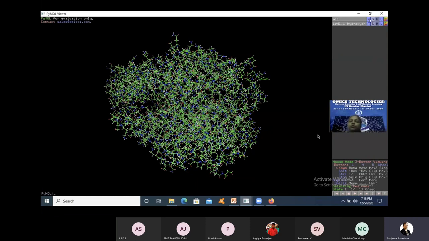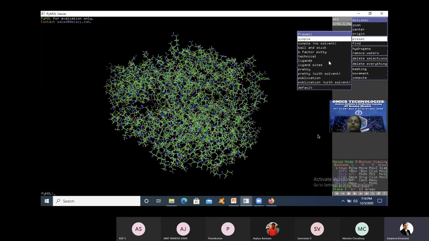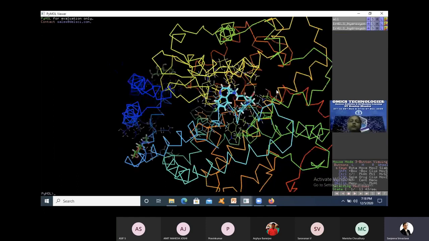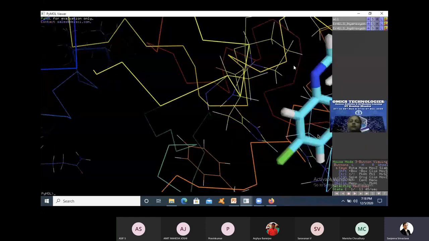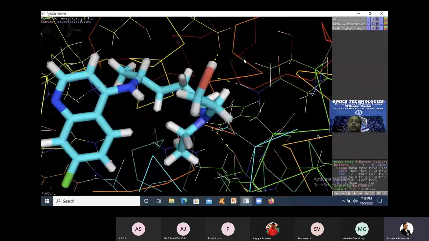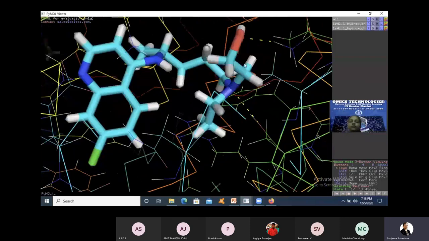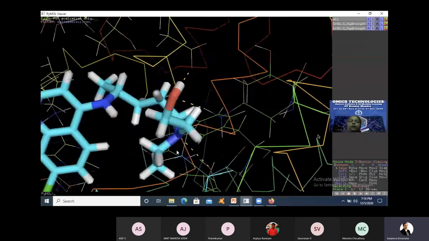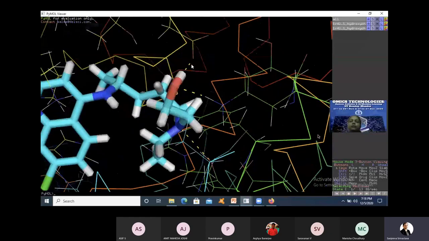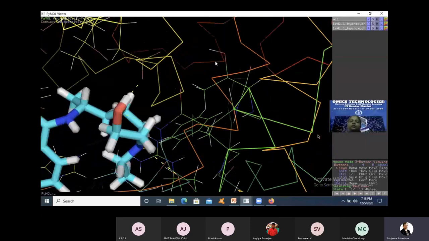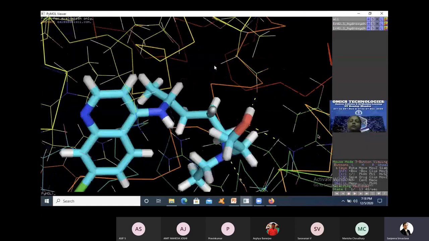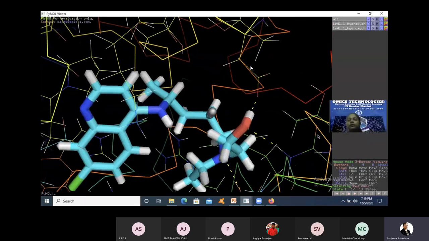So I will just go to all preset ligands. What it has done is it has shown me the ligands present in the protein. So this is the hydroxychloroquine drug which is docked here in ACE2. Okay, and these bars which we can see here, yellow color, these are the hydrogen bond interactions. Just like we saw in Chimera, that was between two chains, this is between the ligand and the protein amino acid.